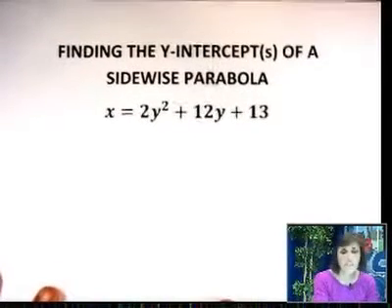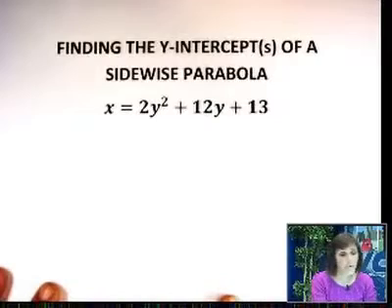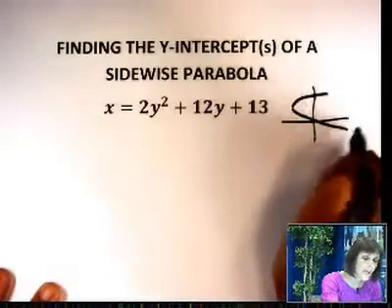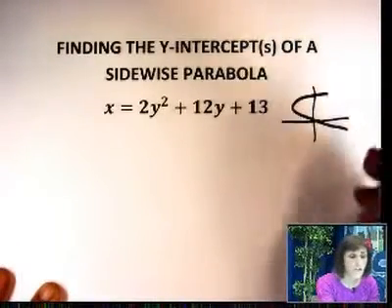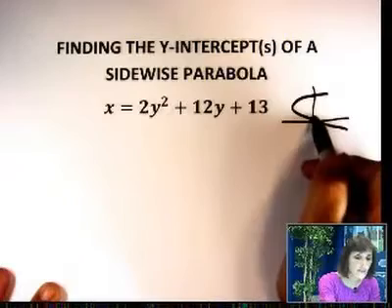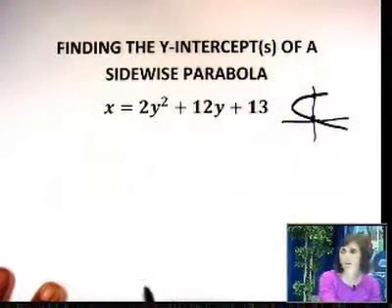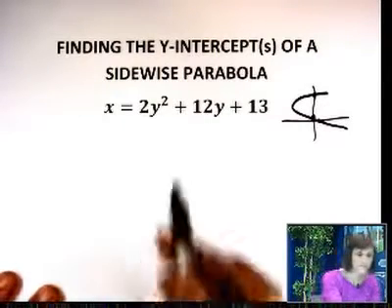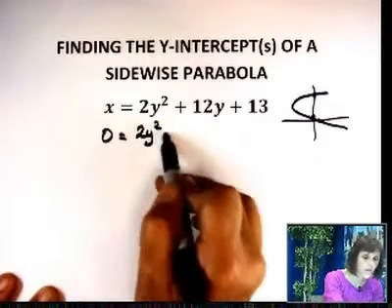Now what happens if somebody asks me, what's the y-intercept of a sidewise parabola? What does that mean? If this is something like that, it cuts it here. When it cuts the y-axis, that's when x is 0. But when I put 0 in here, look what I get. I get a quadratic equation.